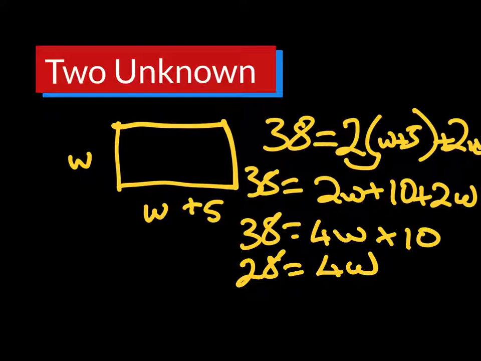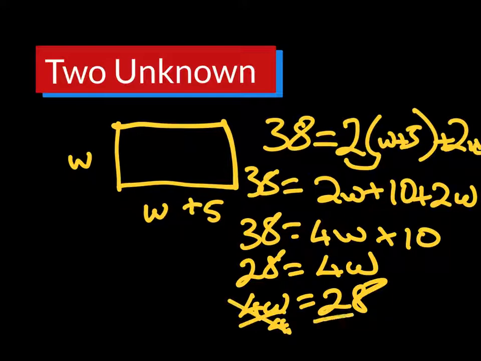Now you can see here that the w is on the right and we'd rather isolate it on the left. Well, since 28 is equal to 4w, then 4w is also equal to 28, so we can just flip it. We can say 4w equals 28. Now to isolate the w, we need to do the opposite. We've got 4 times w, so we're going to divide by 4, and those will cancel out. And 28 divided by 4 is going to be equal to 7. So w is equal to 7.